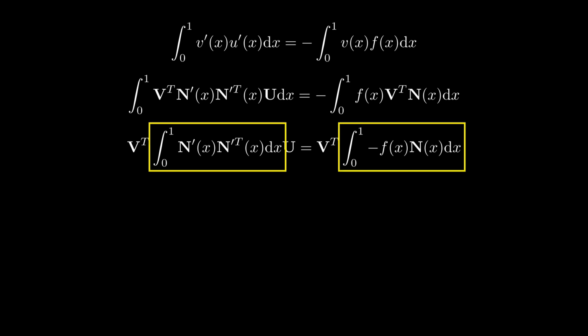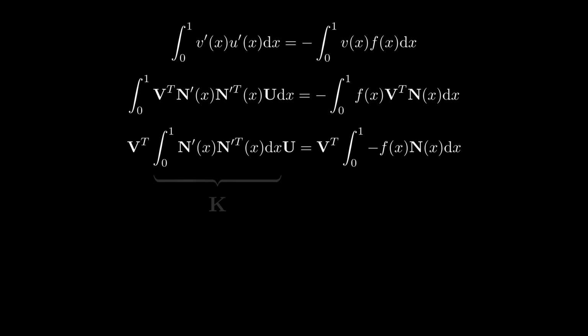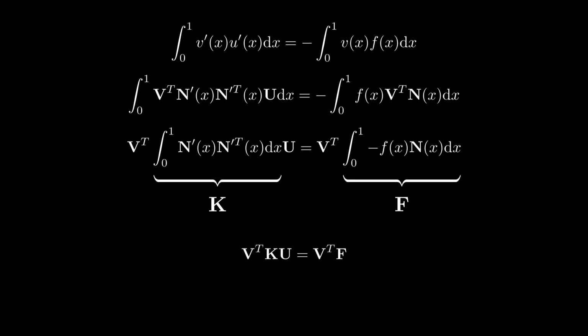For now, we will only notice that n' is a vector and thus n' times n' transposed is a matrix. Thus, the integral on the left-hand side of the equation is a matrix, which we will denote by capital K. The integral on the right-hand side of the equation is a vector, which we will denote by capital F. We then obtain the equation v transposed Ku equals v transposed F.